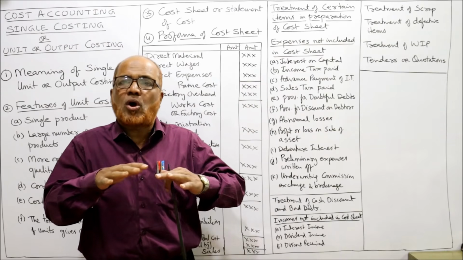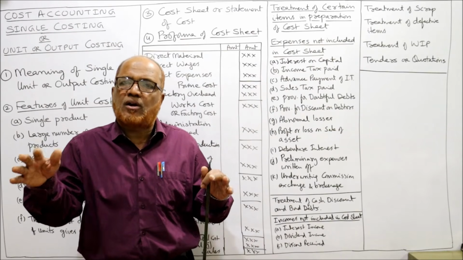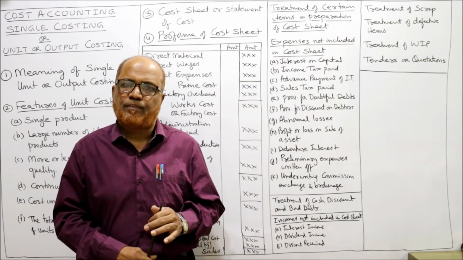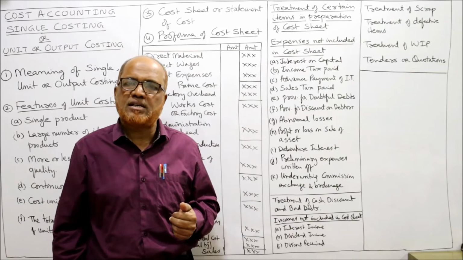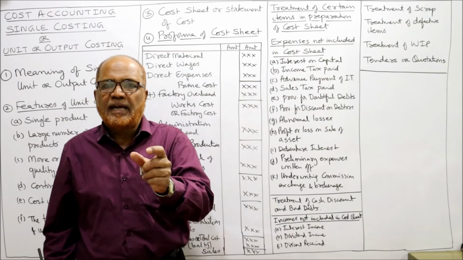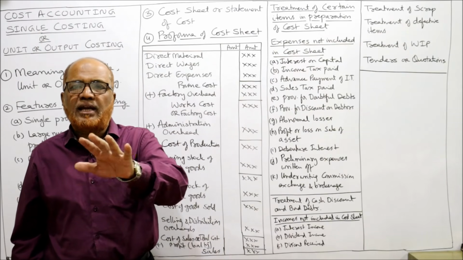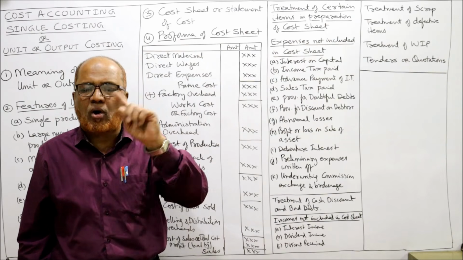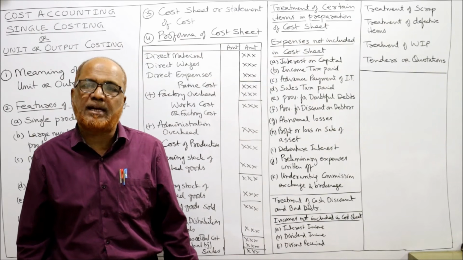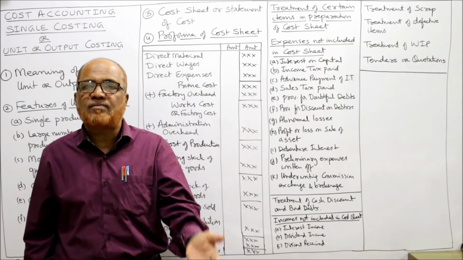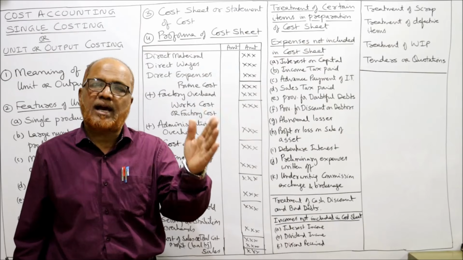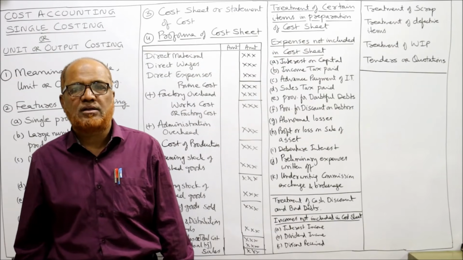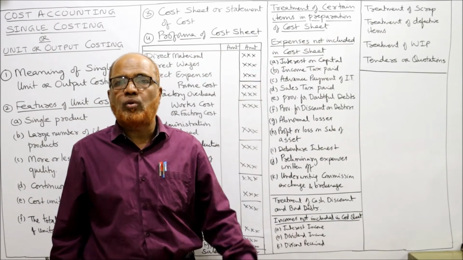Indirect expenditure is the common expenditure which is incurred on all the products produced within the factory, within the business organization. So these indirect expenses, which are not incurred only for this product but for all the products, are called overheads. Now overheads are classified into three categories: factory overhead, administration overhead, and selling and distribution overhead. Right? So one by one we have to add up.